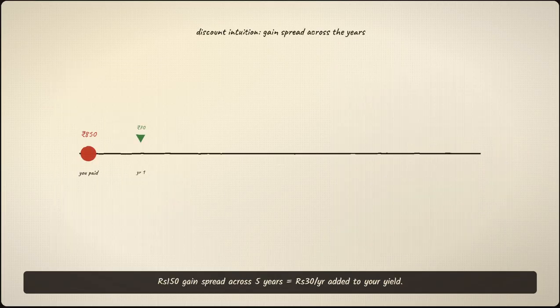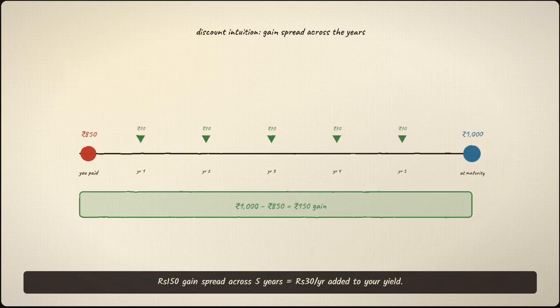If you paid 850 for a 1000 face value bond, you will receive 1000 at maturity. That 150 difference is a gain. It's a part of your return on top of the coupons. Yield to maturity spreads this gain across the years remaining and adds it to your coupon yield.